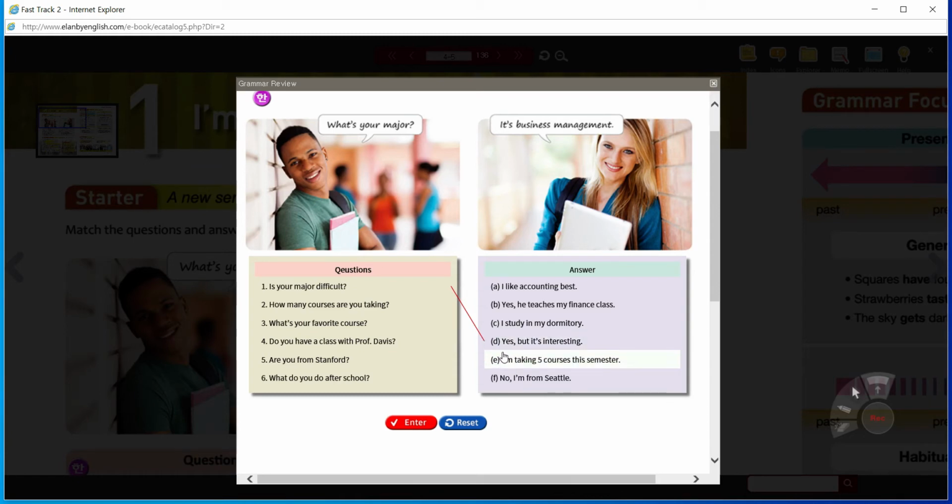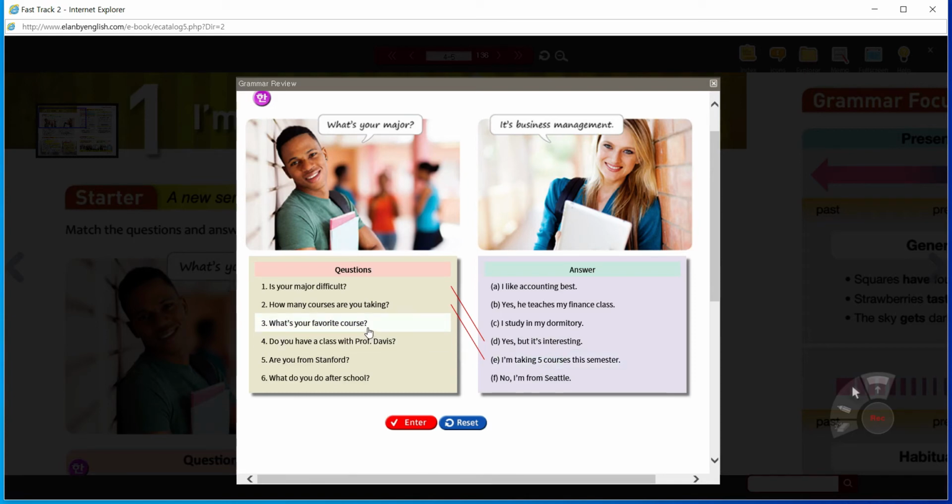Is your major difficult? Yes, but it's interesting. What about number two? How many courses are you taking? Okay. So for how many, we're looking for a number. Just do a quick scan, and I notice letter E says I'm taking 5 courses this semester. I think that's a match. How many courses? 5 courses.